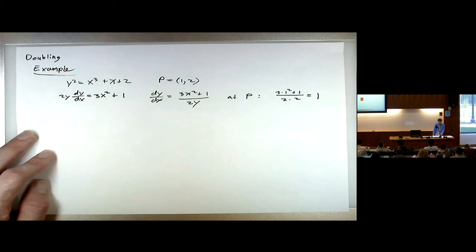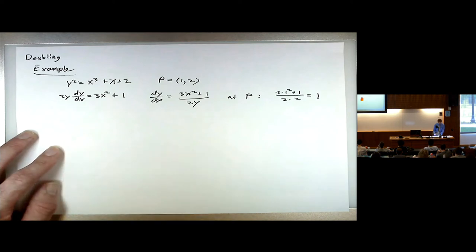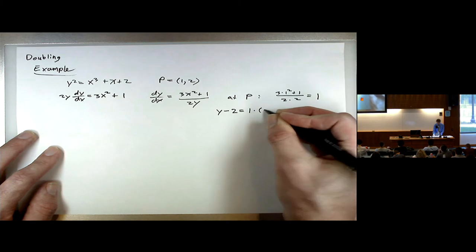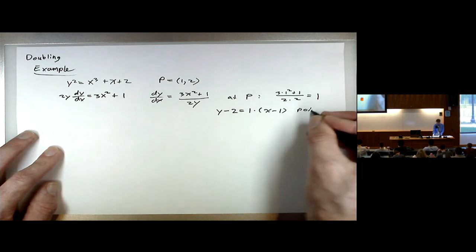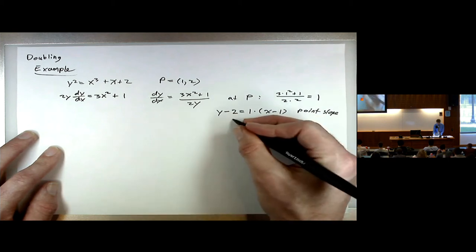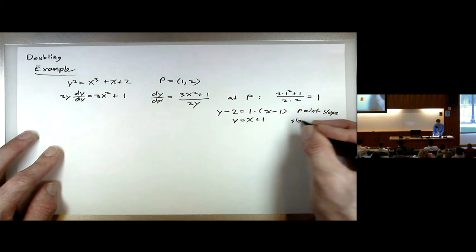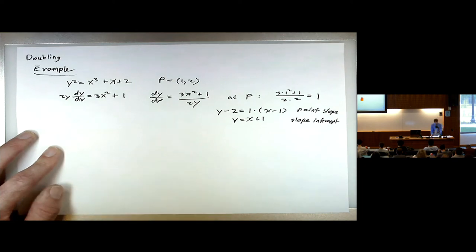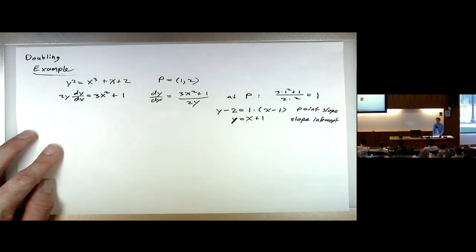So now what I want to do is create the tangent line to that point. I'm not going to draw the curve yet because I don't want to give away the answer. You can use point slope, which is my preference, or you can use slope intercept. And so now we want to find the third point of intersection. There are multiple ways of doing that, and I do it in a slightly different way in the typed notes than I'm going to do it right now.